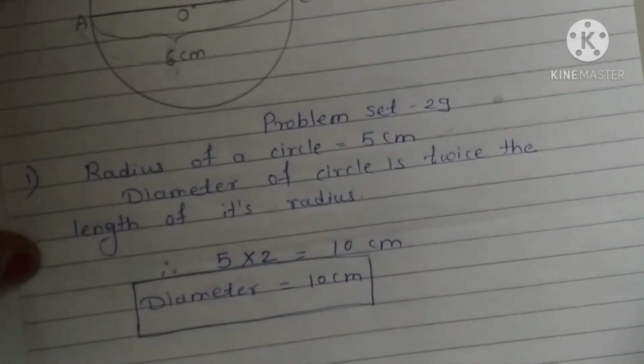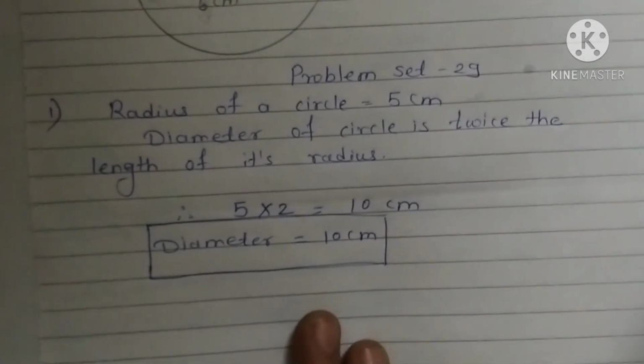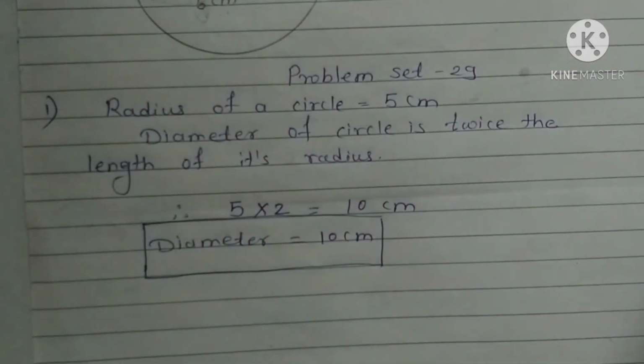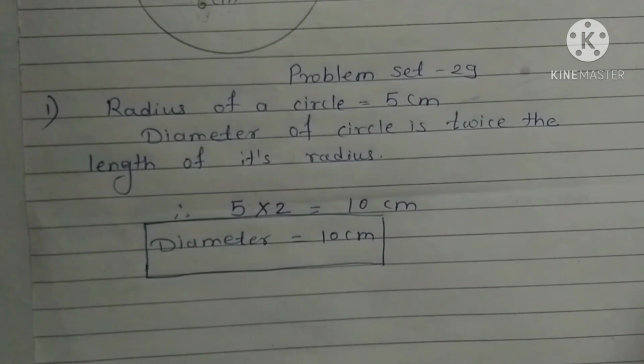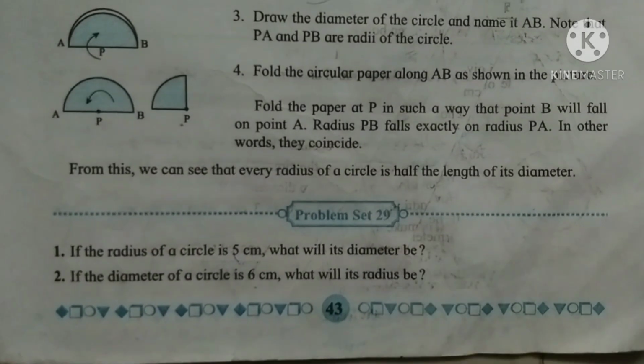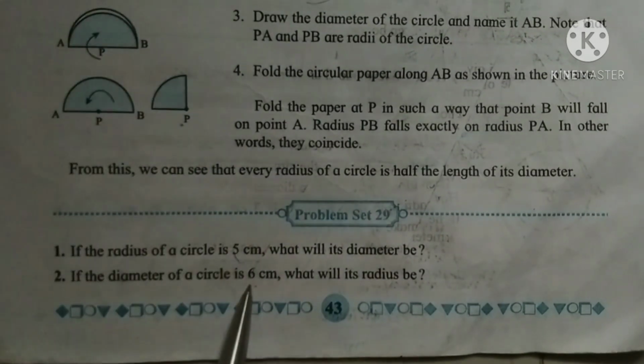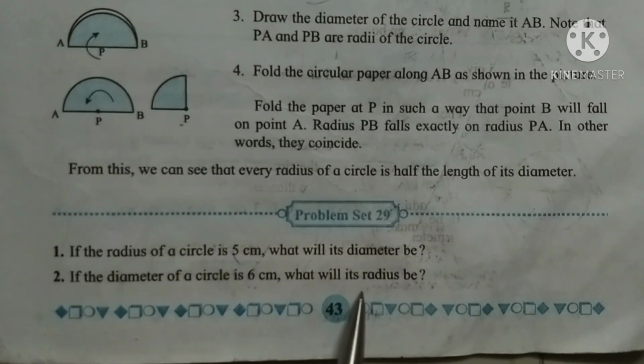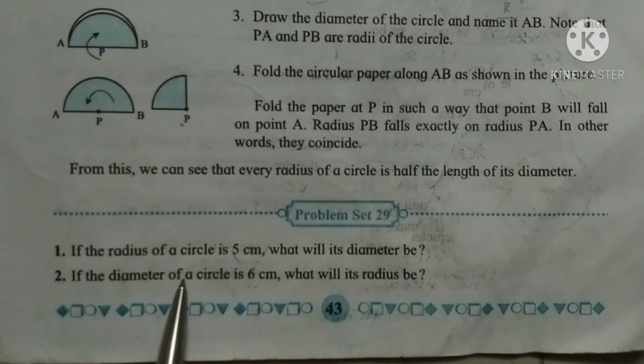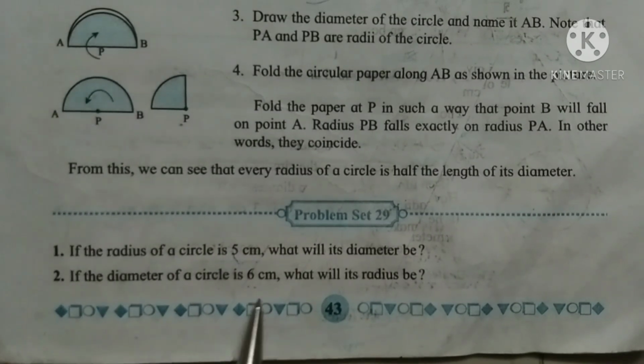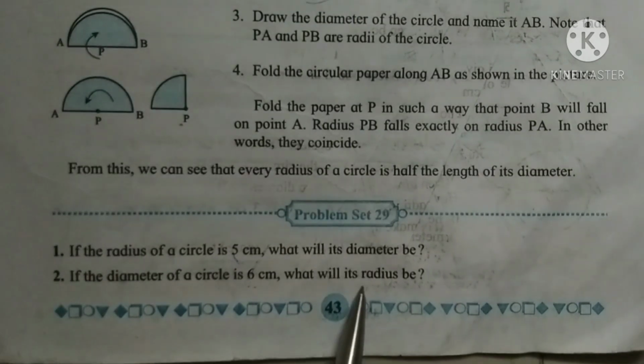Okay. So the diameter of a circle is 10 centimeter. Now let's see the next question. See the second question now. If the diameter of a circle is 6 centimeter, what will its radius be? Read the question properly. See here what is given. Diameter is given. And what will its radius?